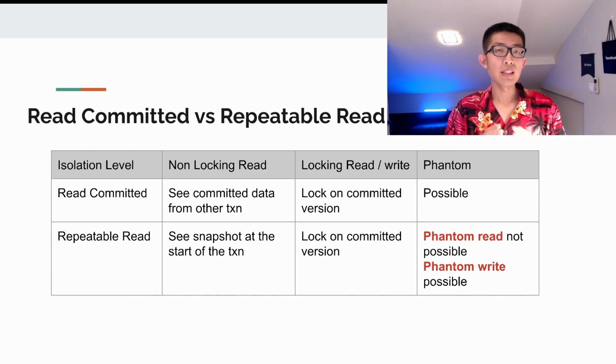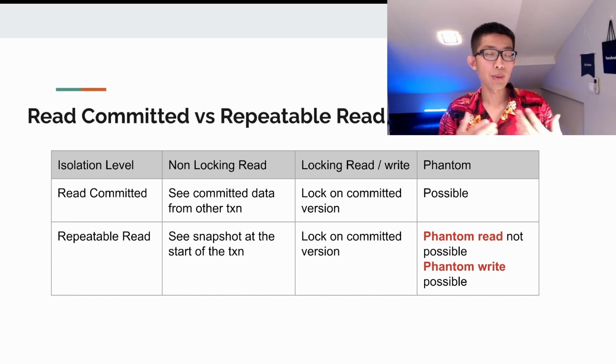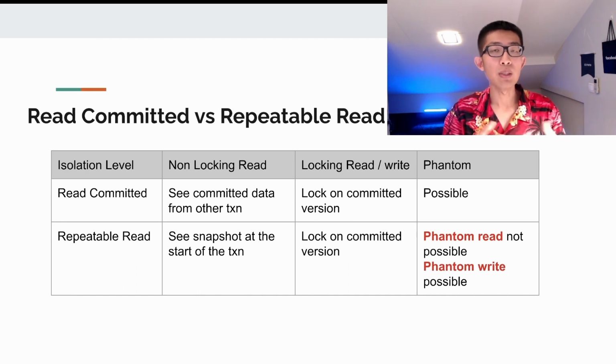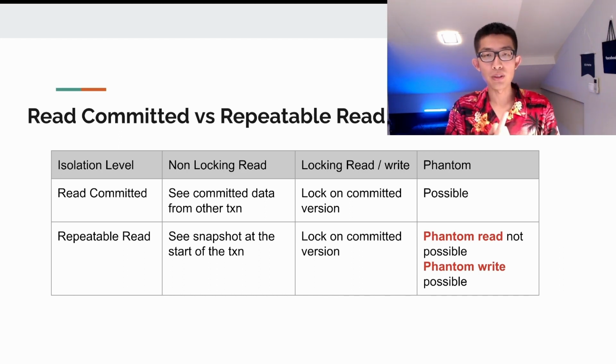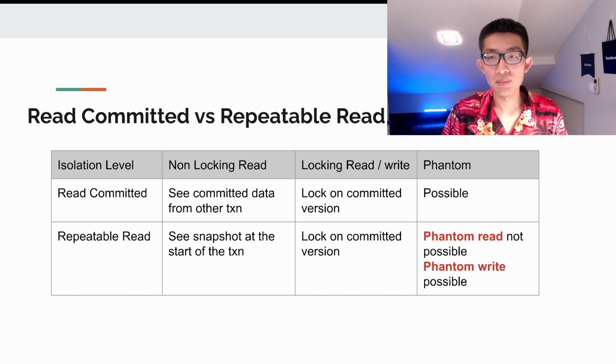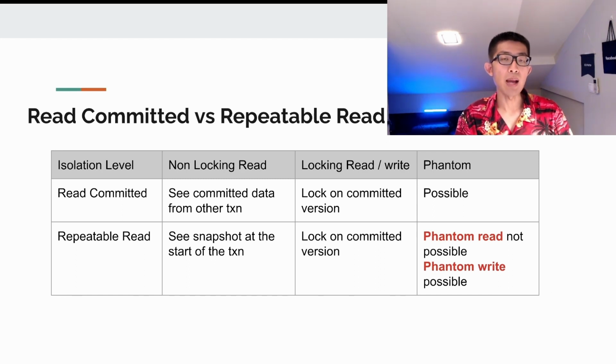Phantom means in the same transaction, the same query yields a different number of results. You issue a query, it gives you 2 rows. Later, you do the same query, it gives you 3 rows. You read a different number of rows. One of them is like a ghost, like a phantom. So does phantom happen in repeatable read?